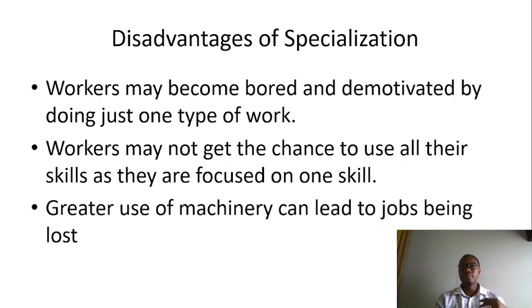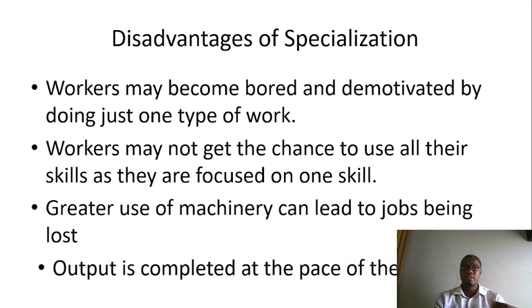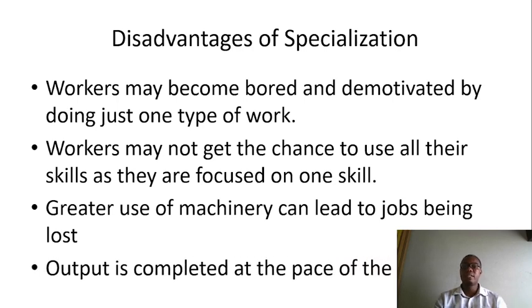And so if you have specialist machines that are used in the specialization process, then that can cause people to lose jobs. That's one of the disadvantages, as a matter of fact, of advancement in technology. It can cause people to lose jobs, right? And output is completed at the pace of the slowest. So if you are working on an assembly line and one person is not working so fast, then the whole process will slow down. All right.